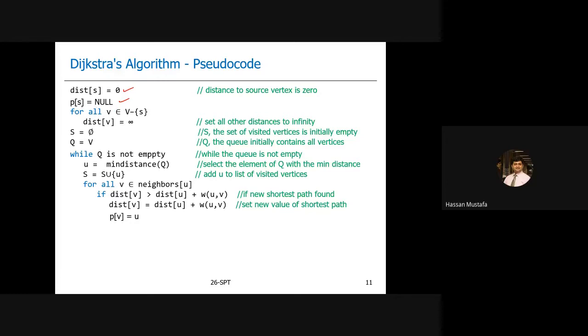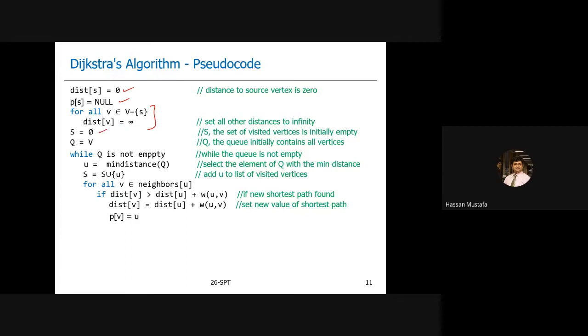So in the priority queue, this starting node should be the root, so it has no parent. Then what we would do is that for all the vertices, initially this set is empty. So we would pick all the vertices and update their distance to be infinity because we do not know the distance of any vertex from the source vertex.